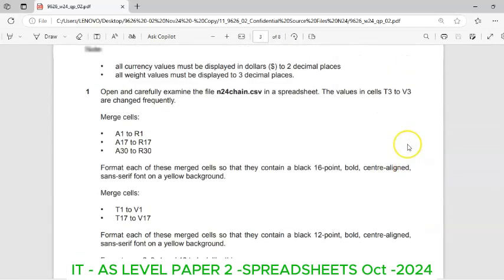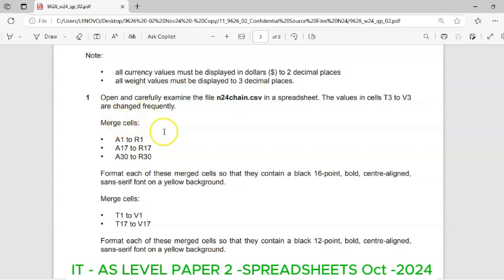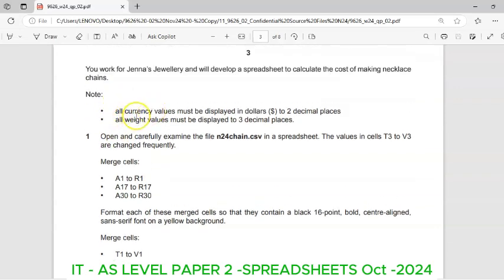We are going to dwell mostly on the spreadsheet task. Before the first task, we are going to look at some of the requirements here. All currency values must be displayed in dollars, 2 decimal places. All weight values must be displayed in 3 decimal places.